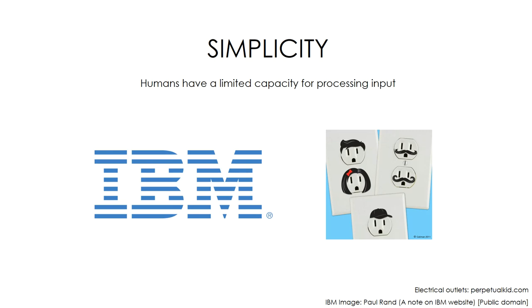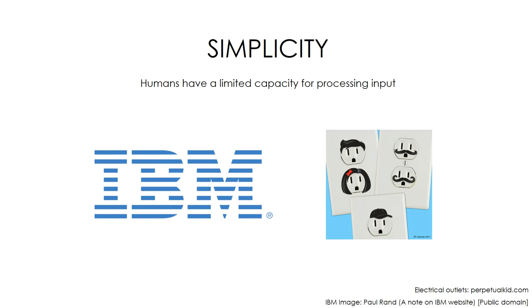The rule of simplicity is the basic law of Gestalt. Humans have a limited capacity for processing input, so we're always looking for the simplest, most relevant way to interpret what we see. This is the idea of vision optimization.